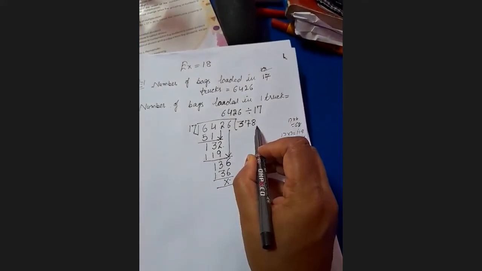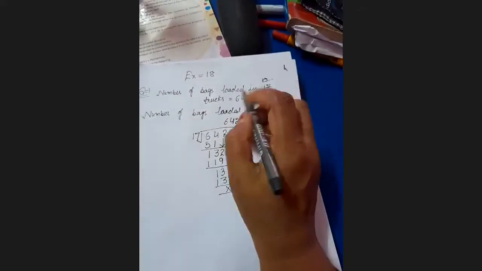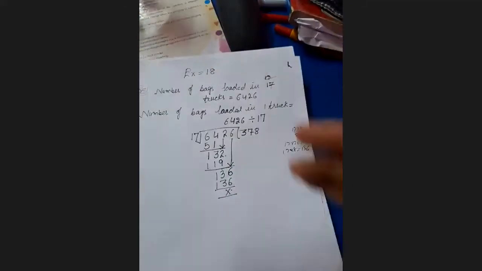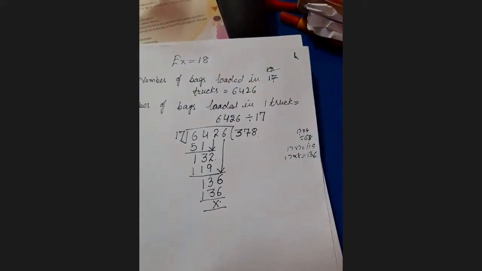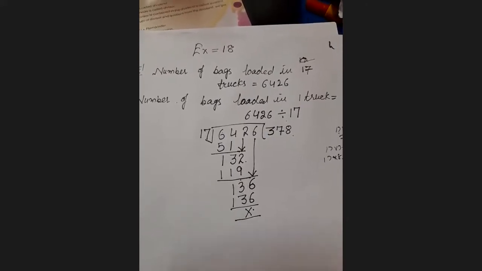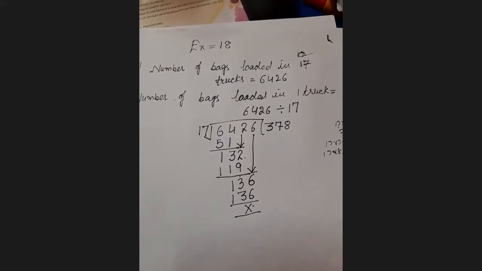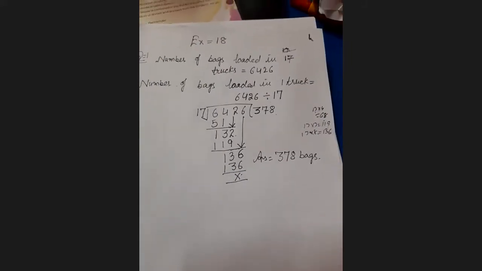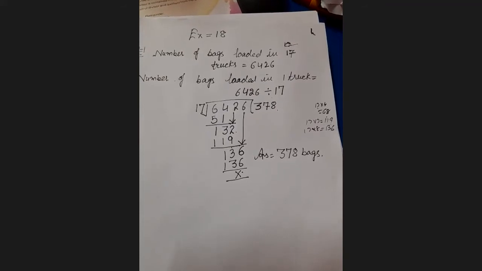378. Yes, students, as per your statement, in 17 trucks, 6,426 bags are loaded. Now find how many bags were loaded in one truck. When we divide 6,426 by 17, then we'll get 378. It means bags loaded in one truck is 378. So your answer is 378 bags. Yes, students, this is the first question of exercise 18.